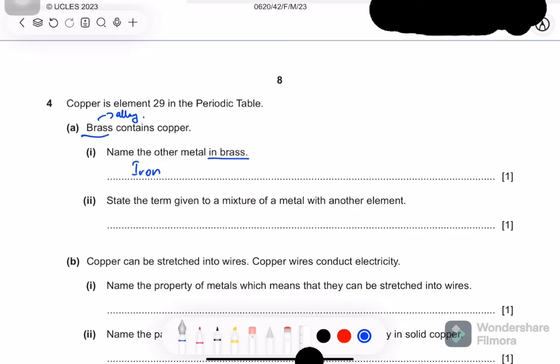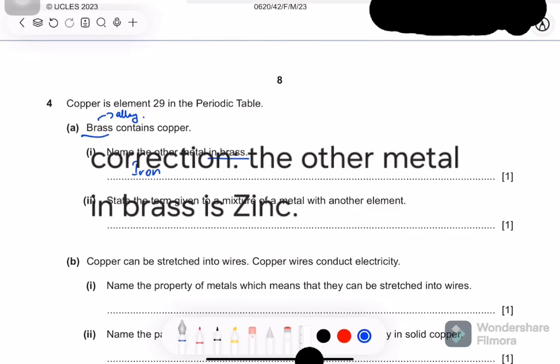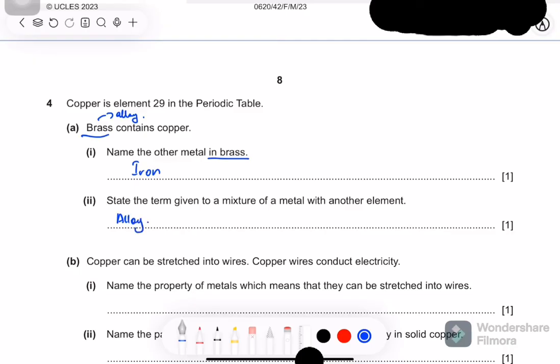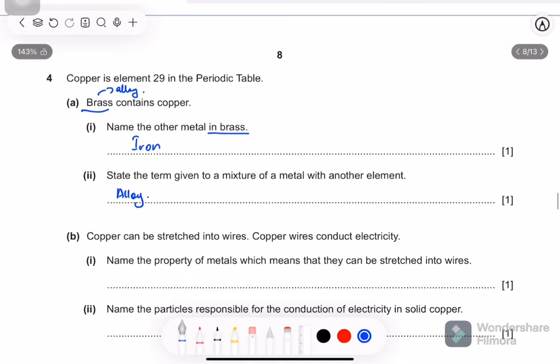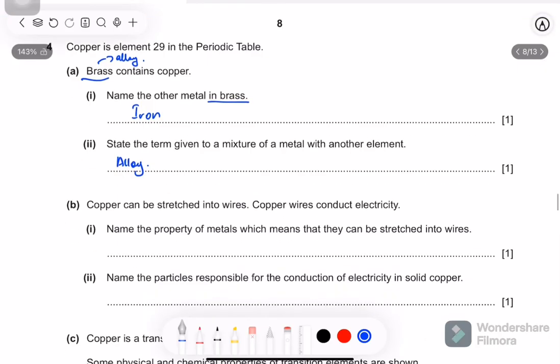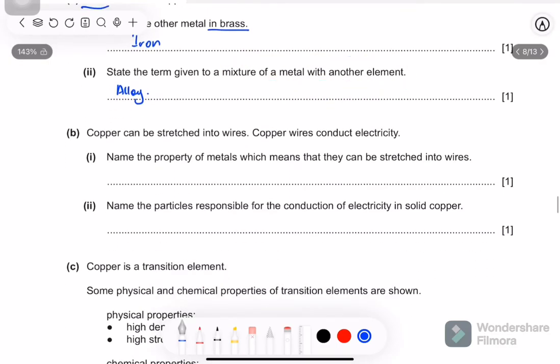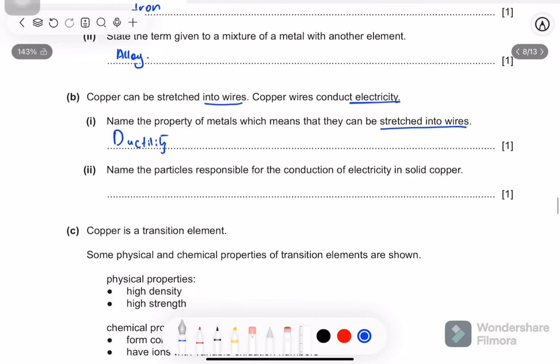State the term given to a mixture of a metal with another element. Alloy. They can ask you the definition of an alloy. What is an alloy? This is the definition which you have to write then. Copper can be stretched into wires. Copper wires conduct electricity. Name the property of metals which means that they can be stretched into wires. Ductile is the name we give to metals because they can be made into wires. The property is ductility. Like electrical conductivity is a property and metals conduct electricity.